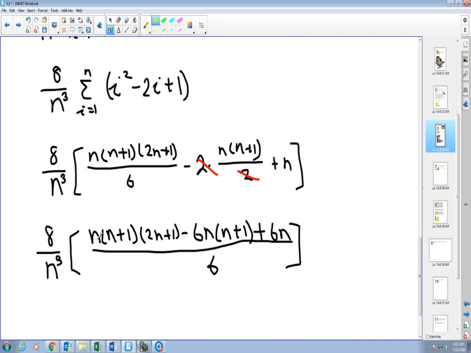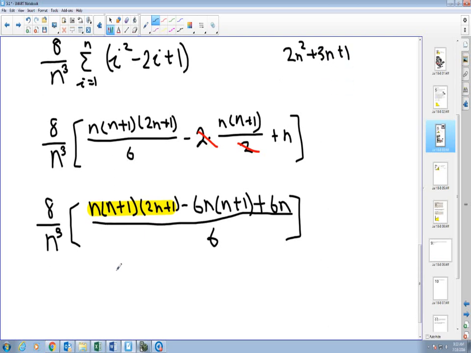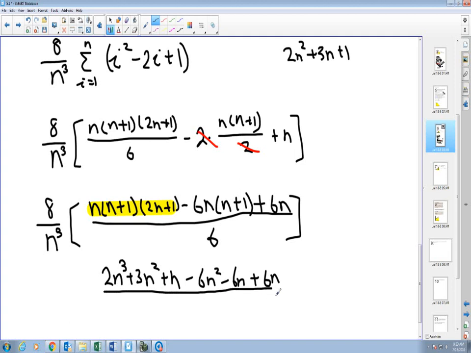Let's do this part right here. The n plus 1 times 2n plus 1, I believe, is 2n squared plus 3n plus 1, times the n up front. That gives me 2n to the third plus 3n squared plus n. Negative 6 distributed is negative 6n squared minus 6n, and then the last plus 6n, all over 6. And I will get that multiplied by 8 over n to the third.